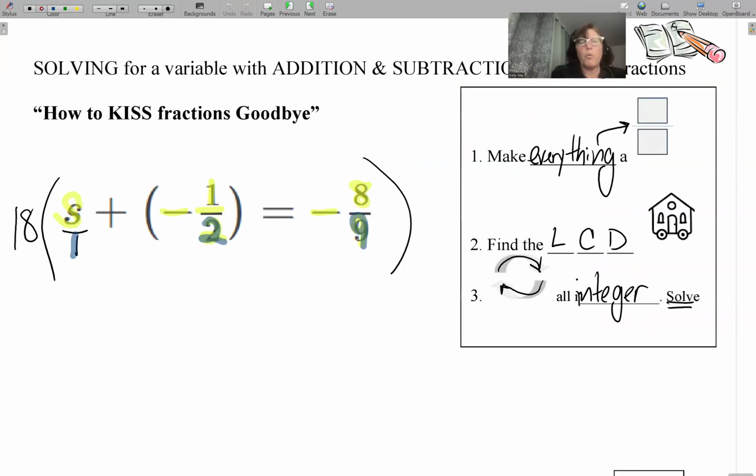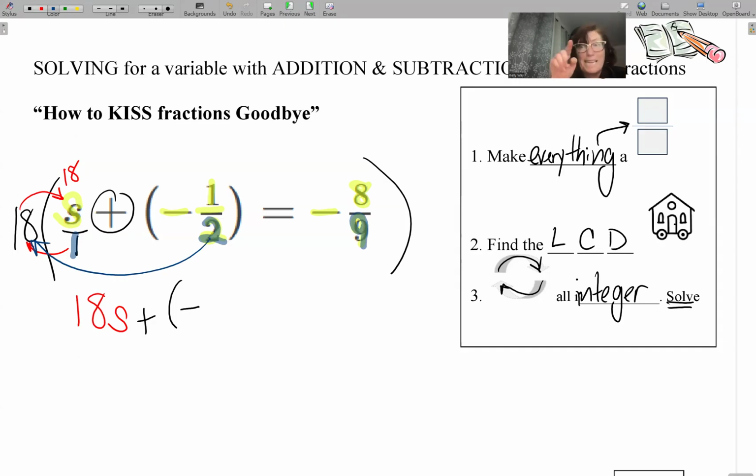Now we do arrow in, arrow out. 1 goes into 18 times. So arrow out, you're going to have 18s. Watch your, technically we are subtracting here. Arrow in, 2 goes into 18, 9 times. 9 times 1 is negative 9. Notice I'm only taking the numerators.